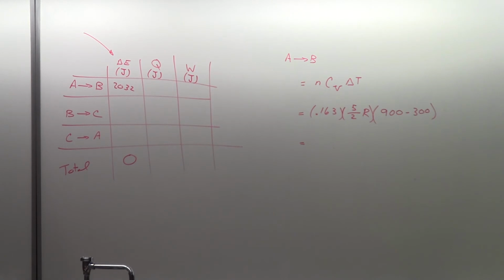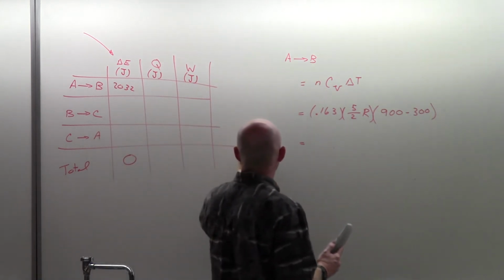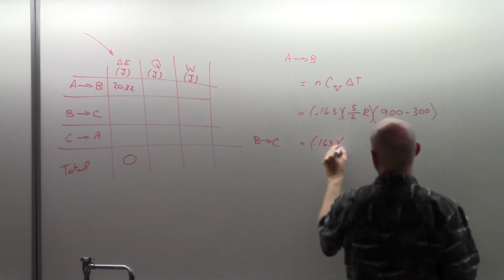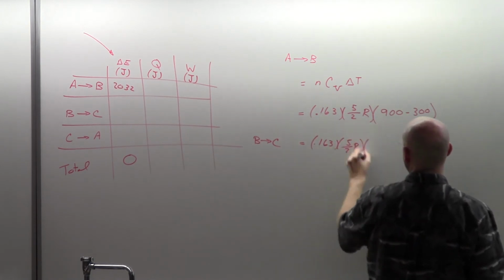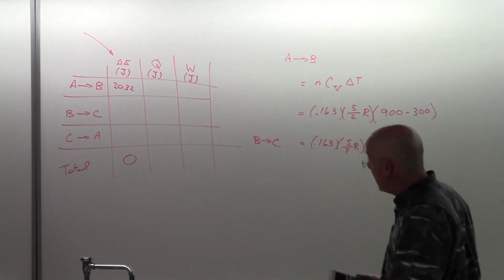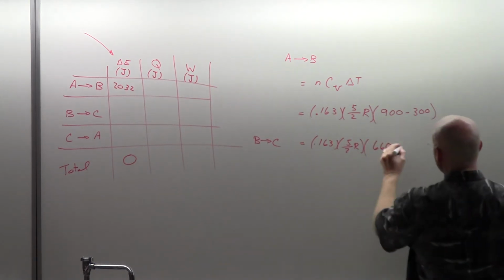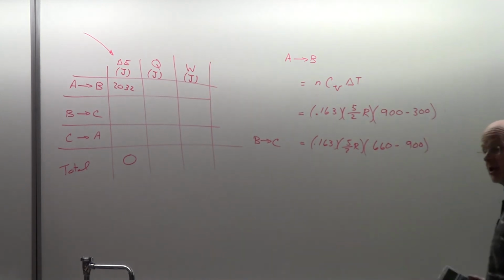So for B to C, we could use the same nCv delta T, except for our delta T. B to C would be 0.163, 5/2 R. The final temperature at C is now 660. Initial temperature is 900. And I should ask, positive number or negative number? Negative, right? Which hopefully makes sense.